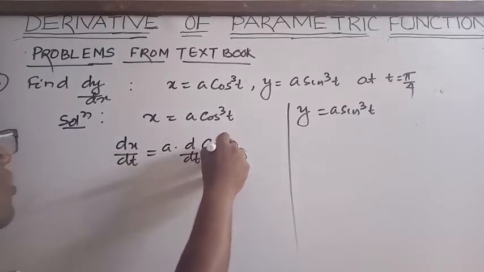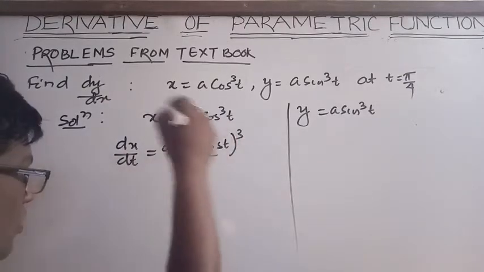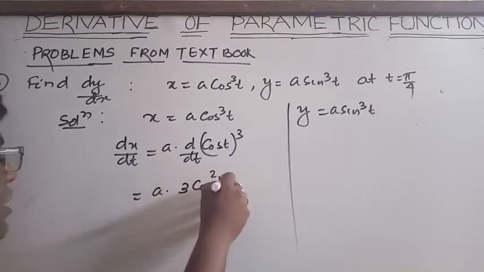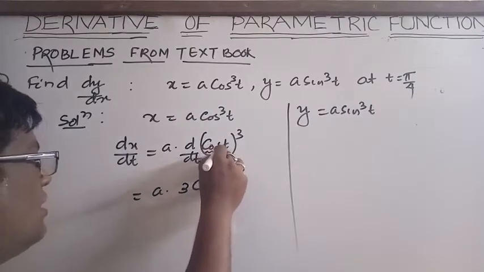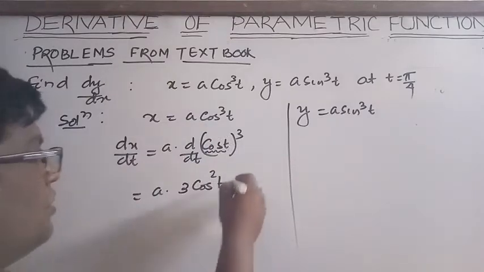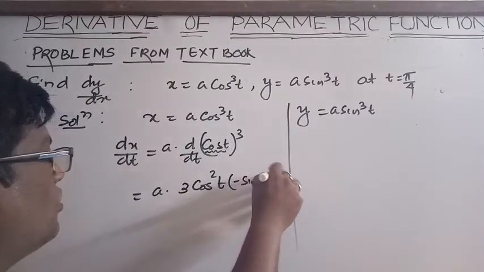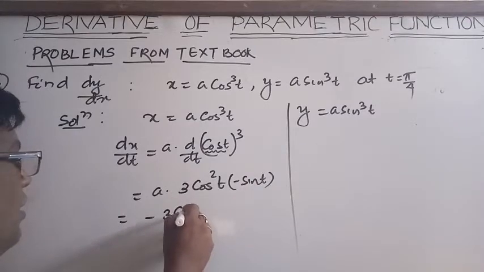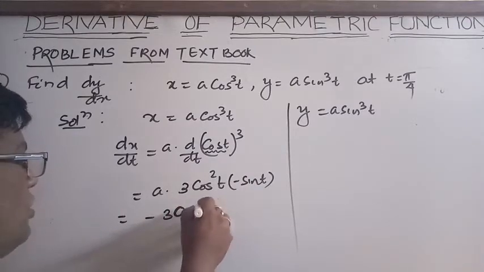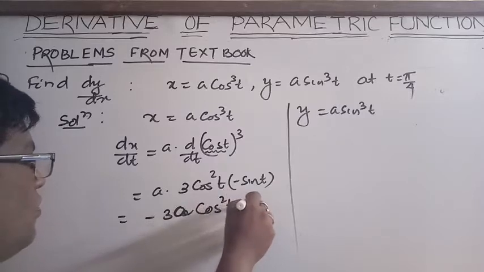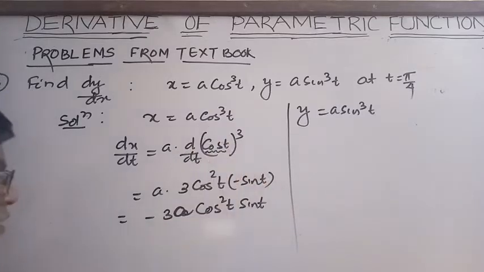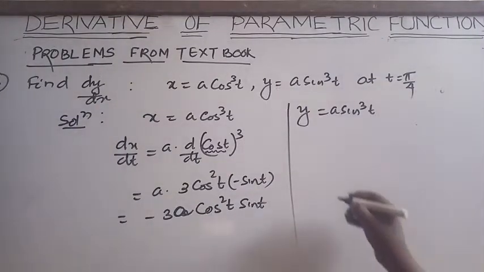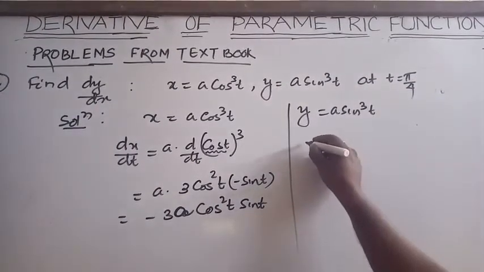Dx by dt, here a is constant, d by dt of cos cube t, meaning cos t whole cube, is equal to a into 3 cos square t into the derivative of the inside term, which is minus sin t. So this is equal to minus 3a cos square t into sin t. Like this, find dy by dt.